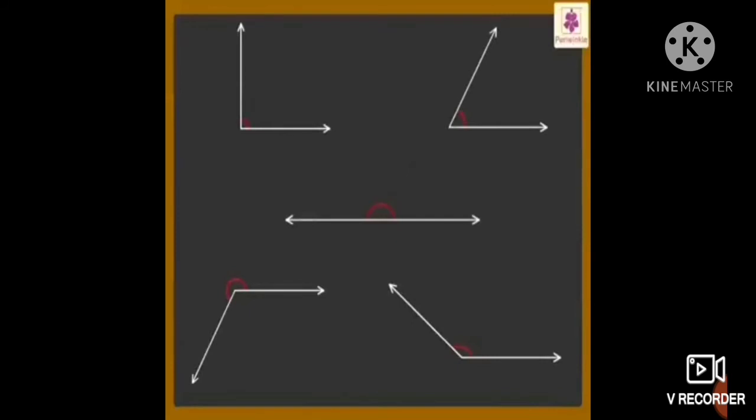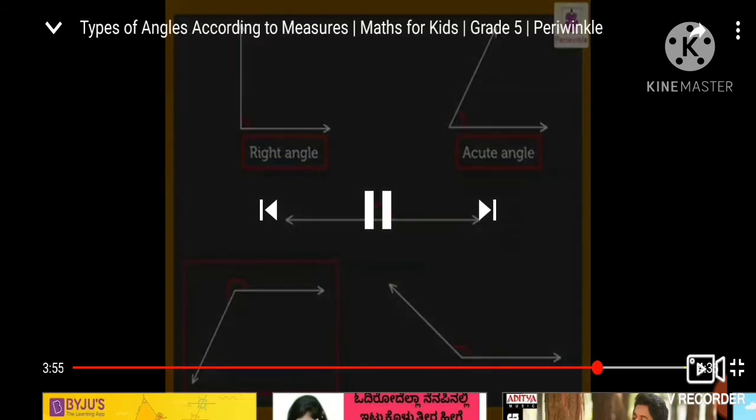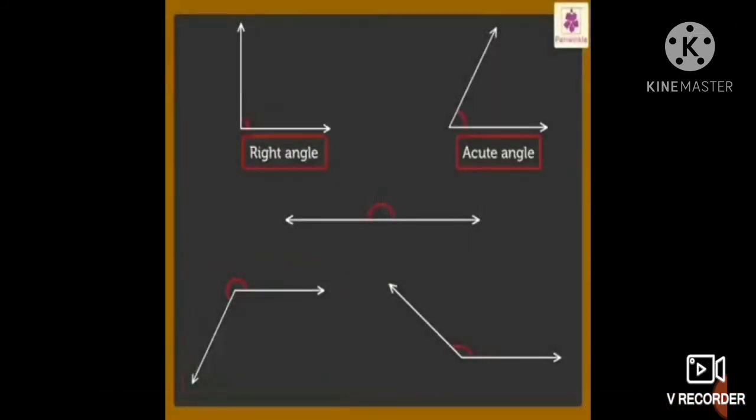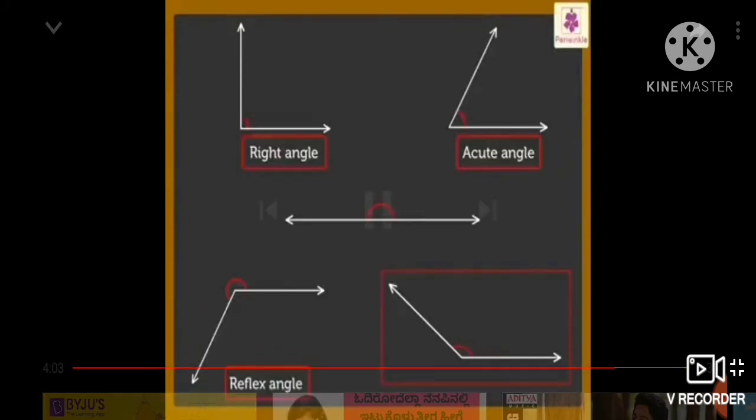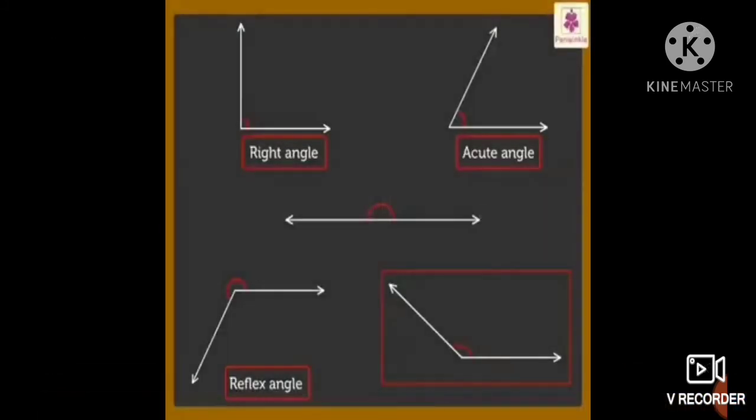These are all examples for the different kinds of angles: acute, right, straight, obtuse and reflex angle. This is a right angle, exactly 90 degrees. Next one is acute angle, 60 degrees. The next one is the straight angle, that is 180 degrees. The next one is reflex angle, that is more than 180 and less than 360 degrees. And the next one is obtuse angle, more than 90 degrees and less than 180 degrees. These are all the examples for the different kinds of angles.